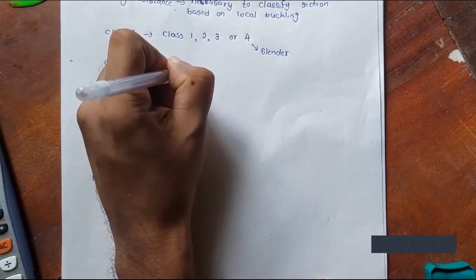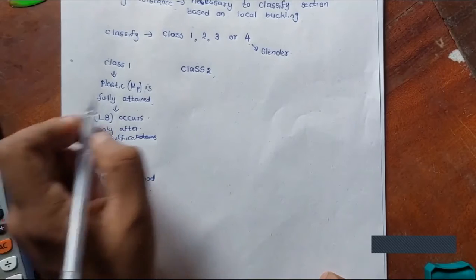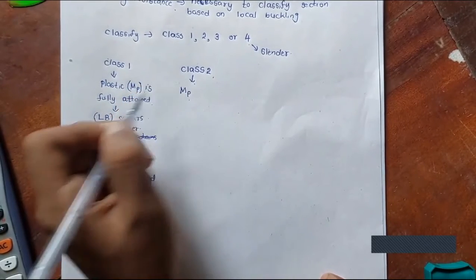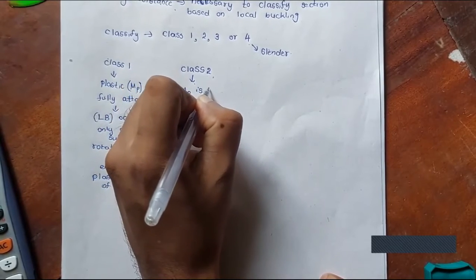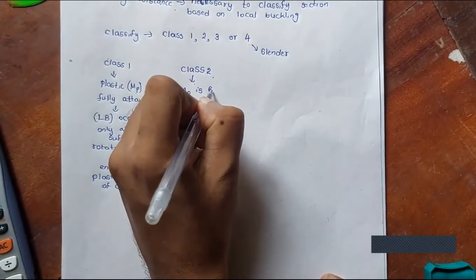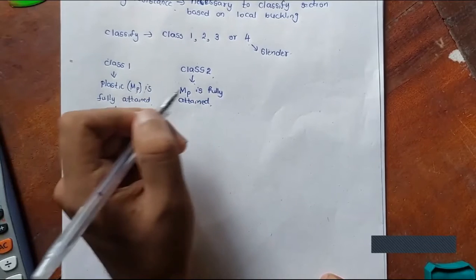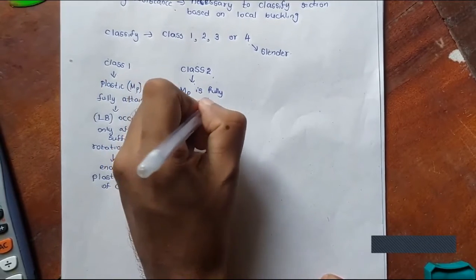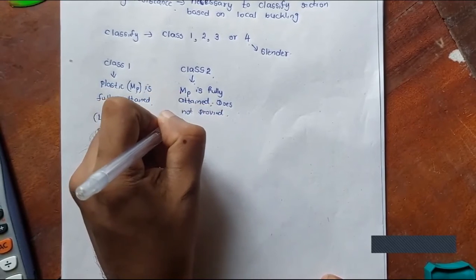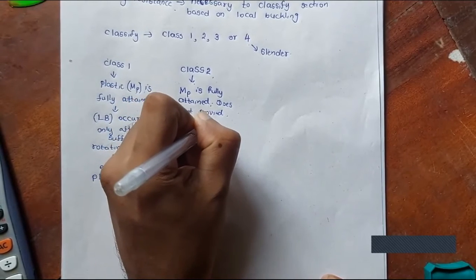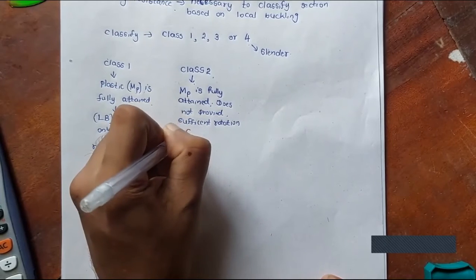Let's say class 2. In class 2, MP is fully attained, but it does not provide sufficient rotation capacity.